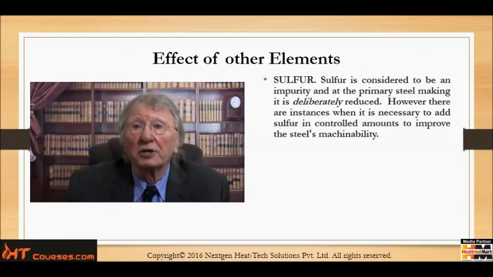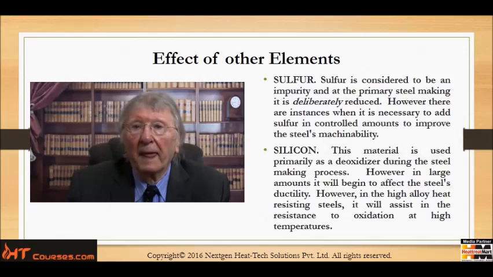Sulfur. Sulfur is considered to be an impurity at the primary steel making, and it is deliberately reduced. However, there are instances when it is necessary to add sulfur in controlled amounts to improve the steel's machinability.